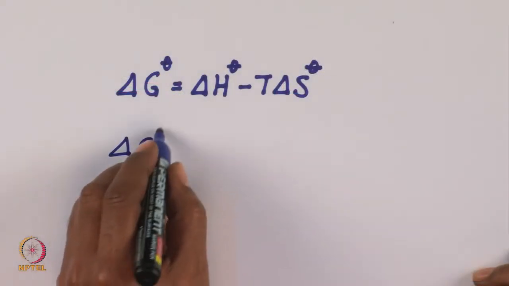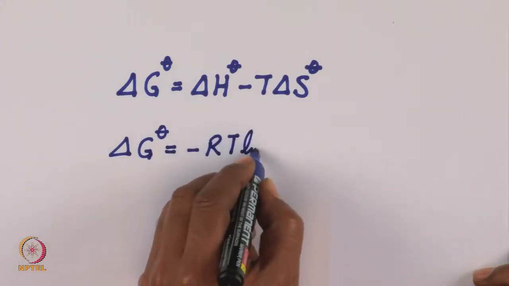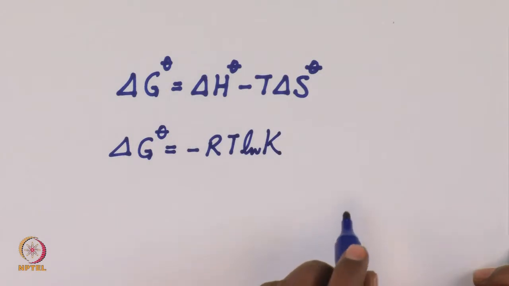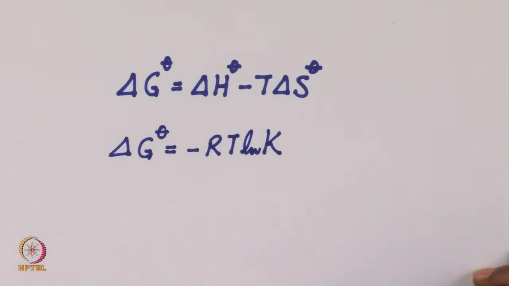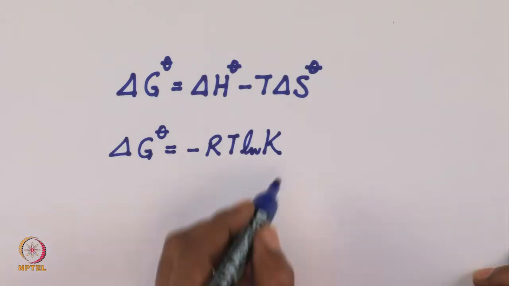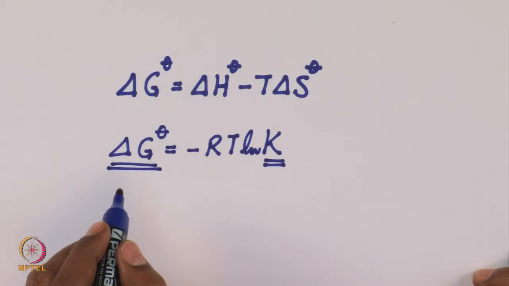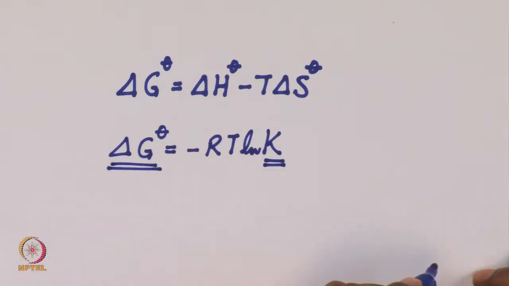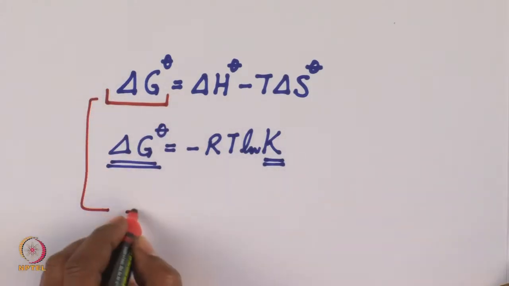Now, we know that delta G naught is equal to minus R T log K, and if I want to improve the affinity by 10 raised to the power 5, that means by an order of 5, we can easily calculate how much it will contribute to the value of delta G naught. This equation will permit that. However, delta G naught has to be negative. This has to be negative.